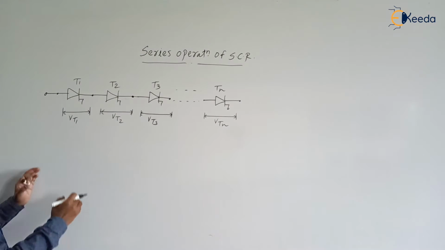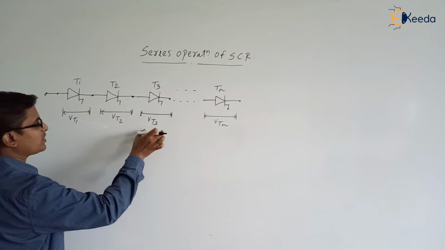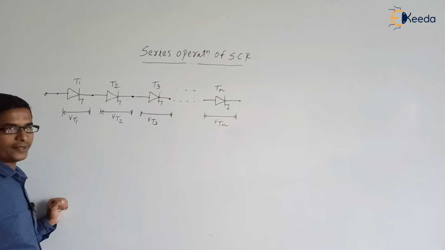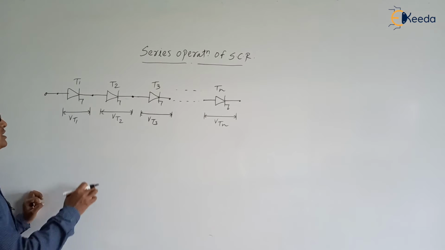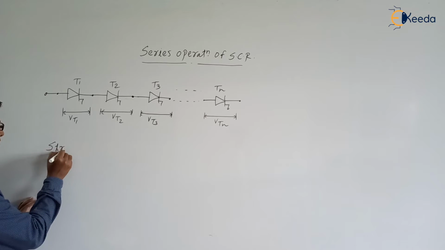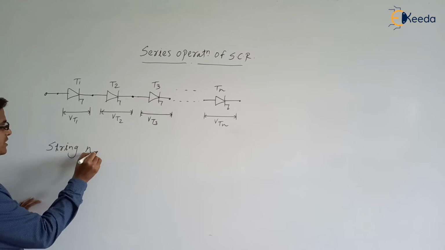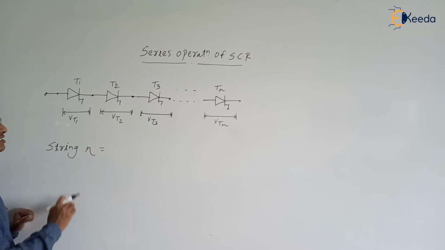So what is the total voltage of the string? It is Vt1 plus Vt2 plus Vt3 dot dot dot plus Vtn. Now related to this, we have two factors. One is the string efficiency, and the second one is the derating factor. So what is the string efficiency?